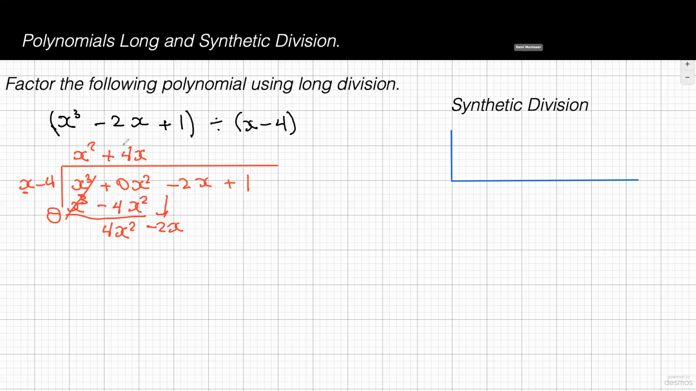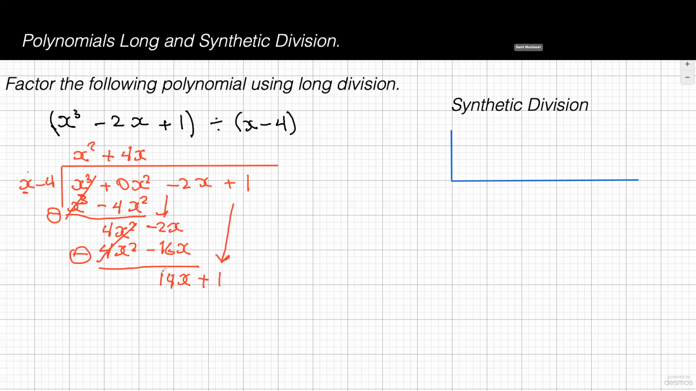Now I repeat the same thing. I take that 4x, multiply it into the x, and multiply it into the -4 and write it right underneath here. So 4x times x is 4x squared. And 4x times -4 is -16x. I subtract again. So when I subtract, this will cancel. Remember, we're subtracting. And -2 minus -16 gives me 14x. Now, again, we have to continue with this. But before I can divide, I have to bring that one underneath. And that gives me plus 1.